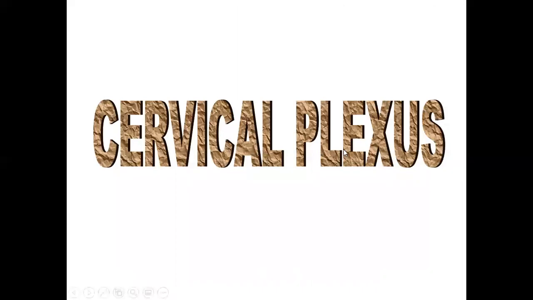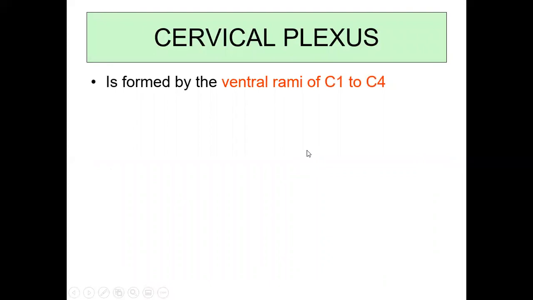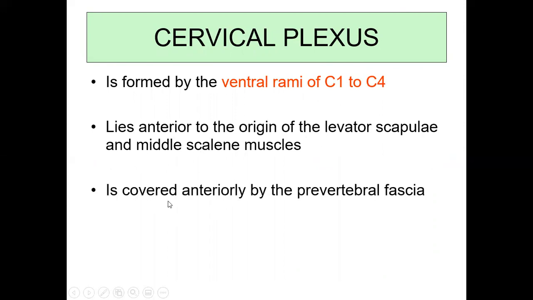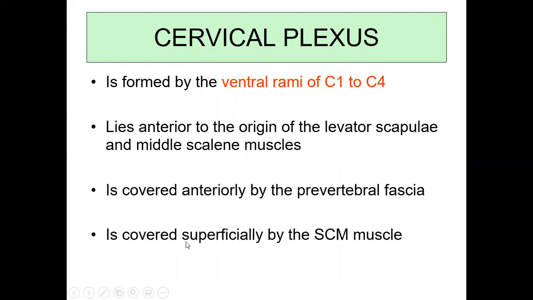Okay, now we're going to discuss the cervical plexus. The cervical plexus is formed by the ventral rami of C1 to C4. It lies anterior to the origin of the levator scapulae and the middle scalene muscles. It is covered anteriorly by the prevertebral layer of the deep cervical fascia, and superficially by the sternocleidomastoid muscle.